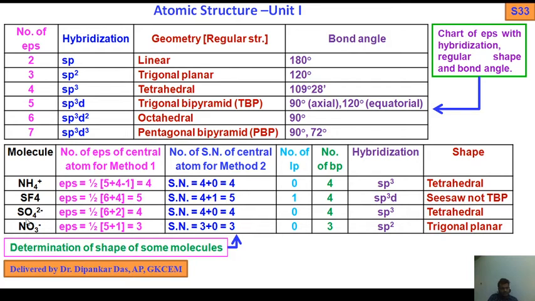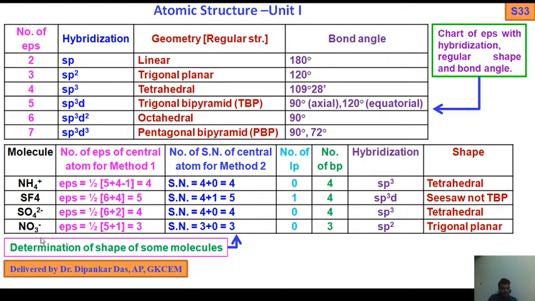SO4 2 minus, sulfur. Here sulfur valence electron 6, so half into 6. Here univalent atoms are only hydrogen and halogen, that's why you do not consider the oxygen. So 6 and plus 2. Plus 2 means this negative charge. So 8 by 2, that is 4. 4 means sp3, so sp3 hybridization. So out of 4, there are 4 oxygen bonds, so 0 LPs, there is no lone pair. So that's why this is the regular tetrahedral structure.